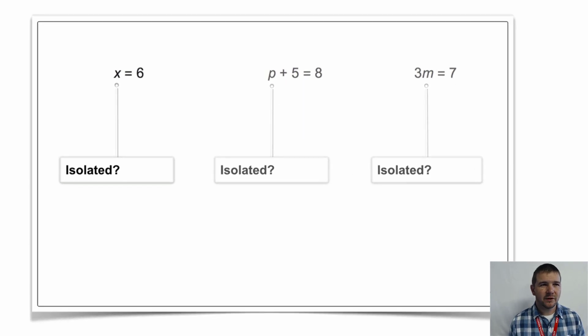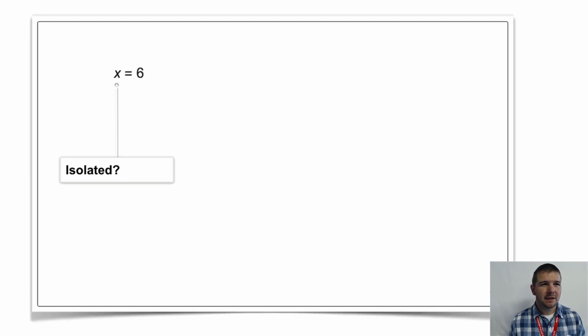Three examples. First, x equals 6. Is the x isolated? Yes, the x is isolated. It's all by itself, and it has a coefficient of 1. We don't write the 1, as mentioned in the last slide. It's a simpler form to not write the 1 and only write x.